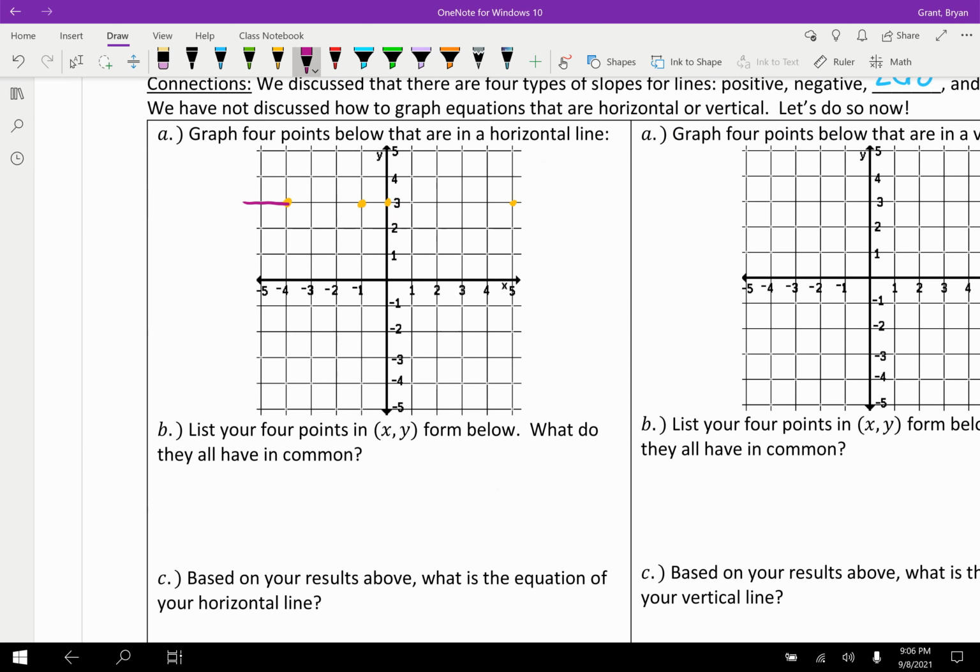So pick your 4 points. You can do the same ones I did or a different one, up to you. And then it did ask us to list the 4 points in XY form below. So my first point is over here. That is left 4 and up 3. My next point is negative 1 and then up 3. My third is 0 and then up 3. And my last was way over here. It is over 5 and then up 3.